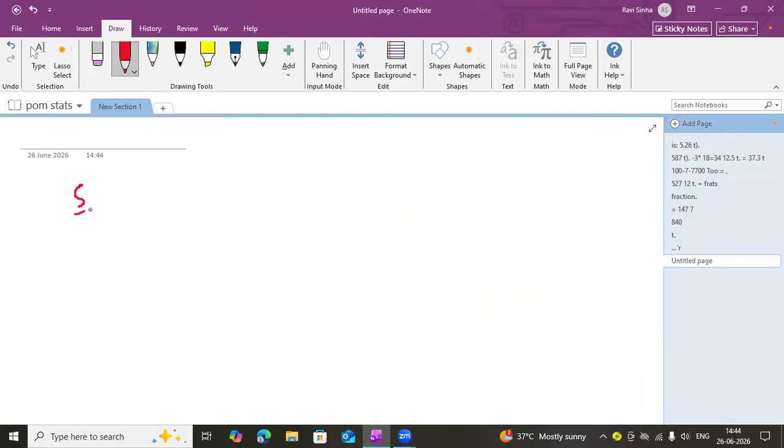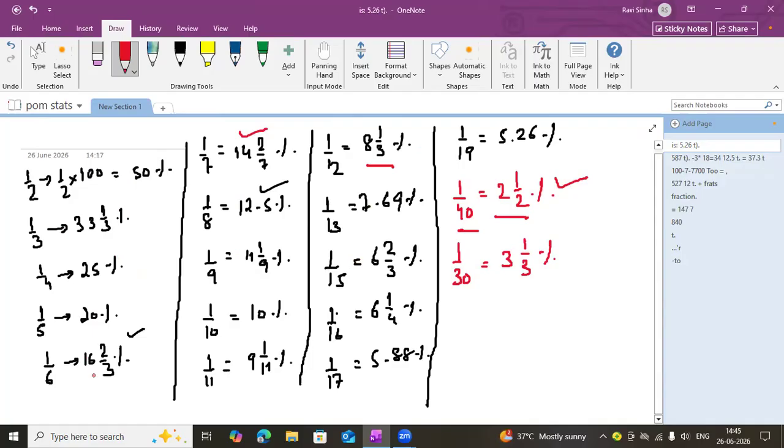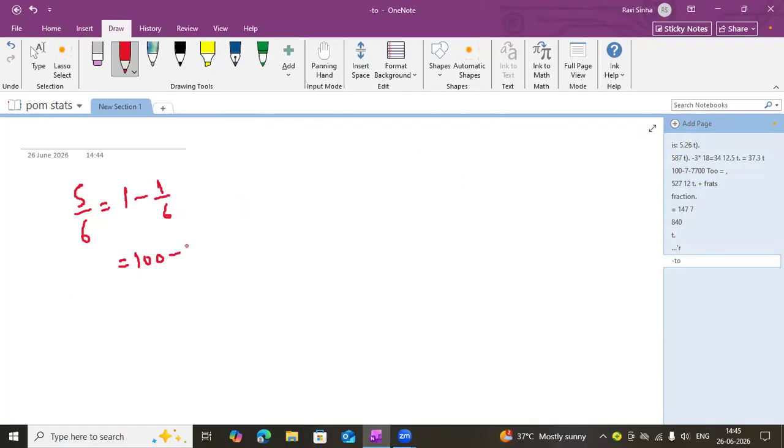Next is 5 by 6. This can be written as 1 minus 1 by 6. Or this is 100% minus 1 by 6, which is 16 2 by 3%. 100% minus 16 2 by 3% is 83 1 by 3%.